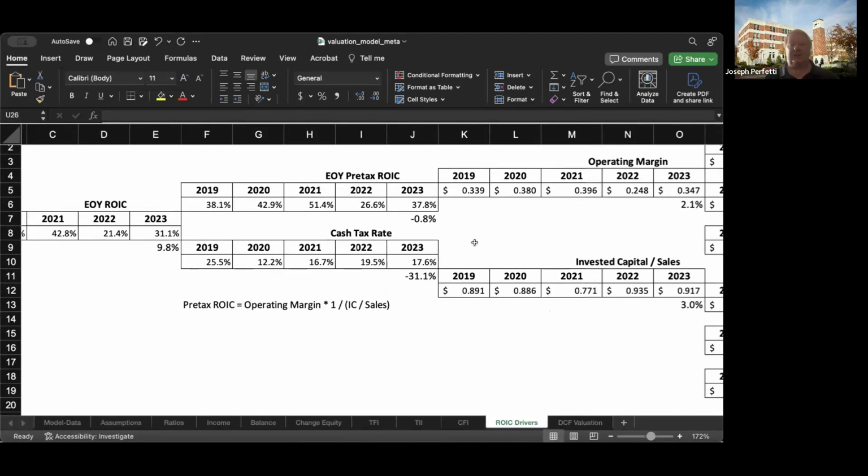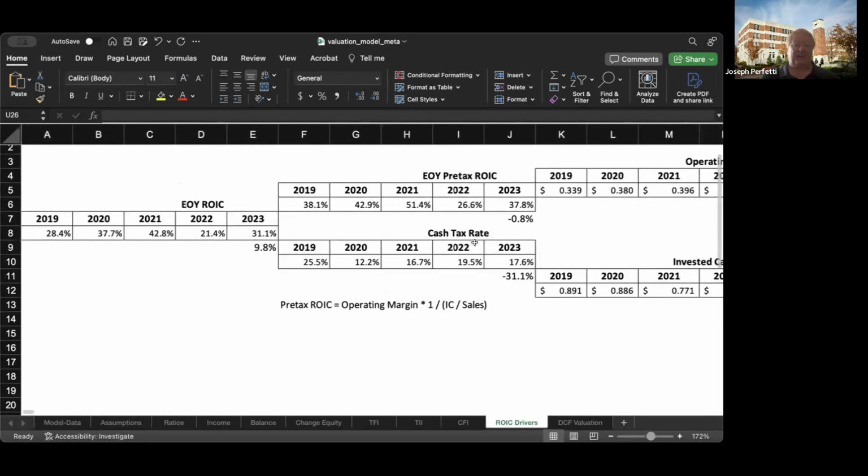And that basically kind of offset each other to maintain a similar pre-tax margin of about 38% between 2019 and 2023. So really the overall improvement in the business came from lowering the tax rate from 25.5 to 18, which allowed the after-tax ROIC to surge from 28.4 to 31.1. So somewhere in there should have been your 500 words.